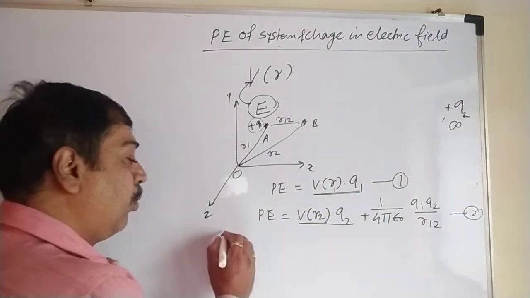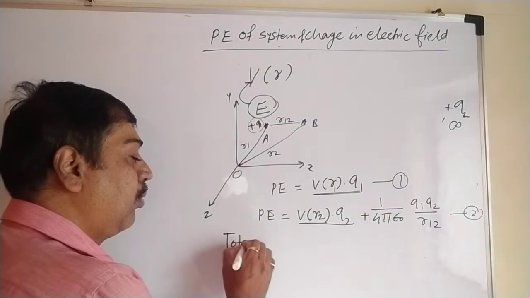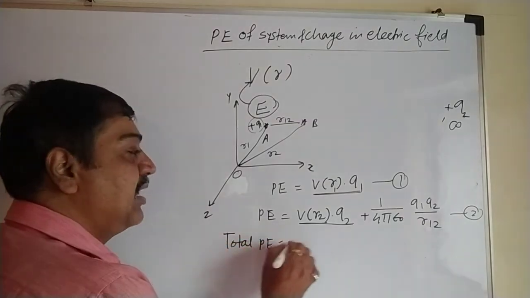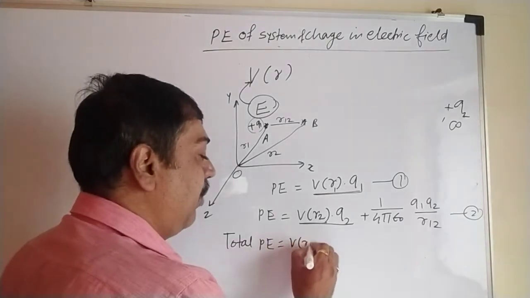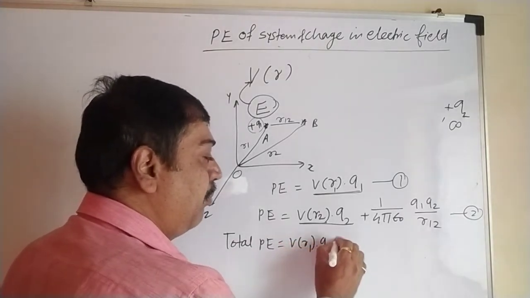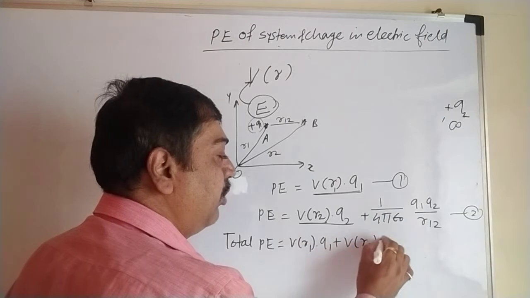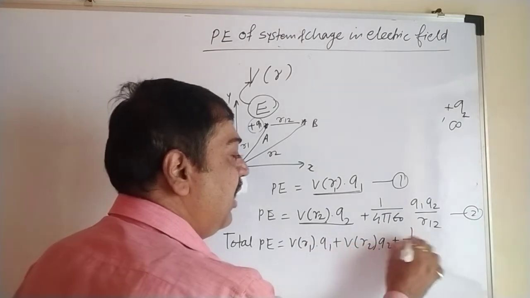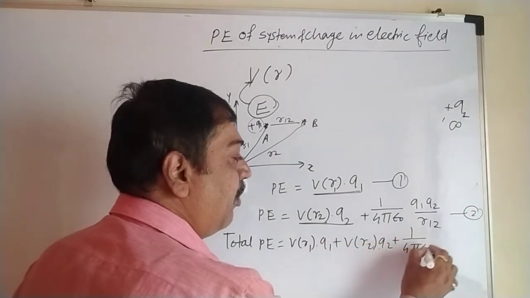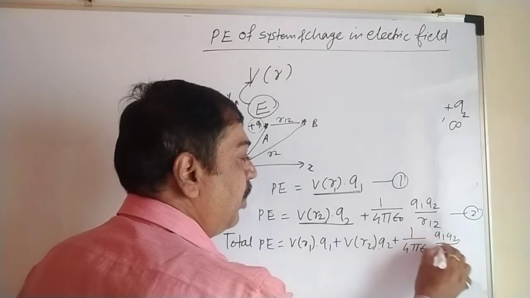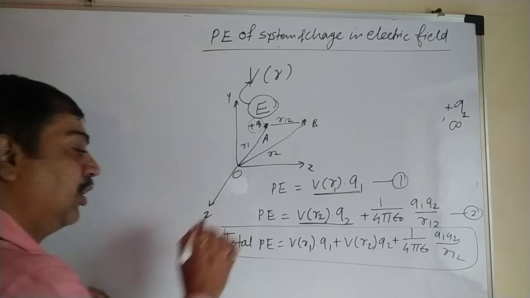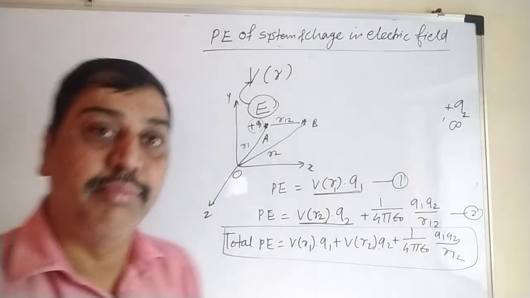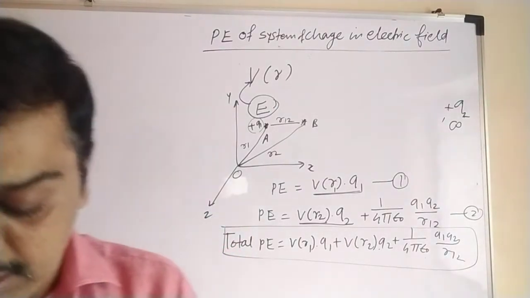We want to find the total potential energy. So the total potential energy is the sum of equations 1 and 2. We can write this as V(R1) into q1 plus V(R2) into q2 plus 1 divided by 4 pi epsilon 0, q1 q2 divided by r12. So this is the total potential energy of two charges moved from infinity in an electric field.